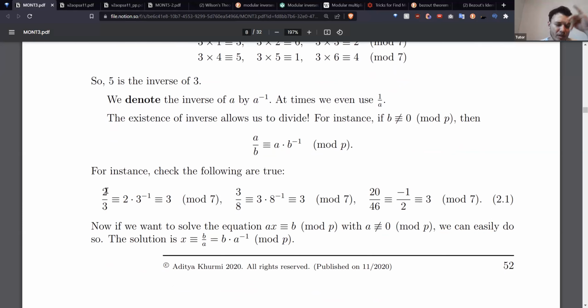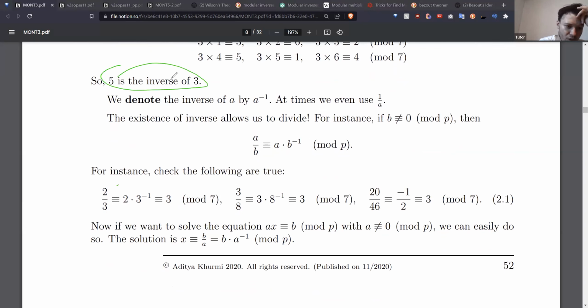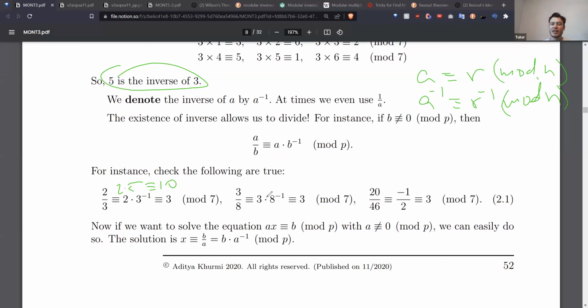Okay, so now a couple of properties. So 2/3 is actually going to be 2 times 3 inverse. Well, what is 3 inverse? We already discussed that 5 is the inverse of 3, right? So this is going to be 2 times 5, which is congruent with 10, which is congruent with 3 mod 7. Now, what about 3 over 8? Well, this is going to be 3 times 8 inverse. And now 8 inverse is going to be 1 inverse. So here's a property: if A is congruent with some remainder R, then A inverse is going to be congruent with R inverse mod n. Why is this the case?